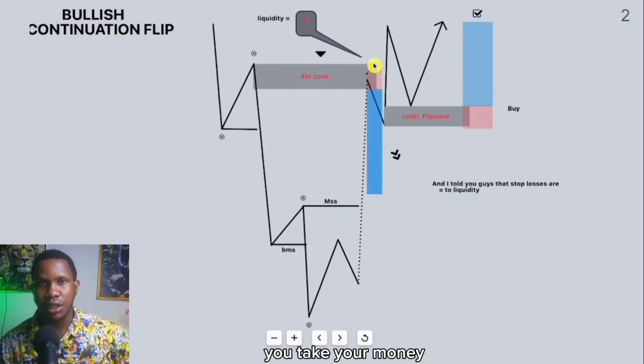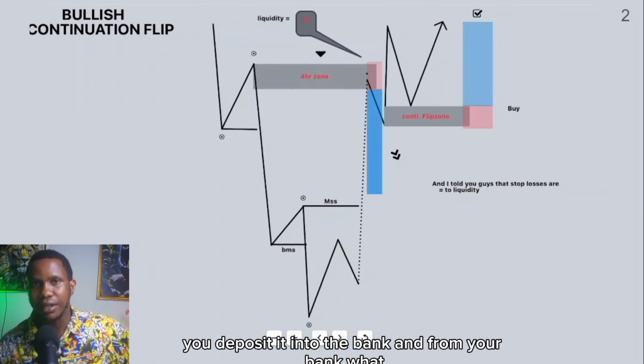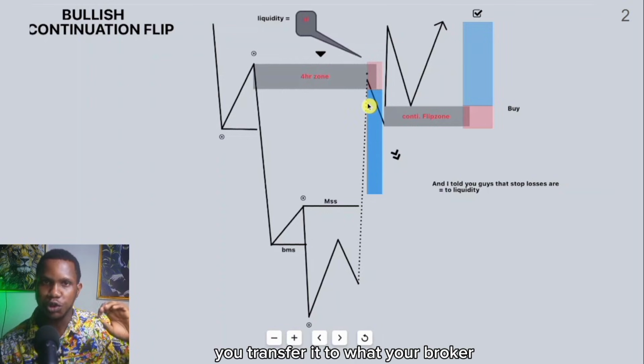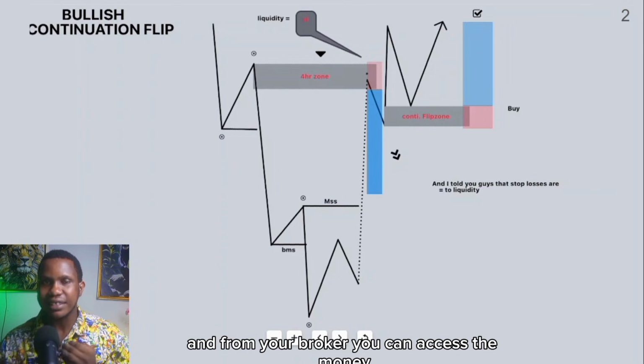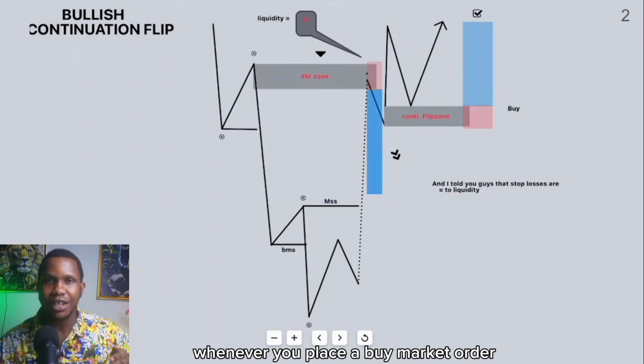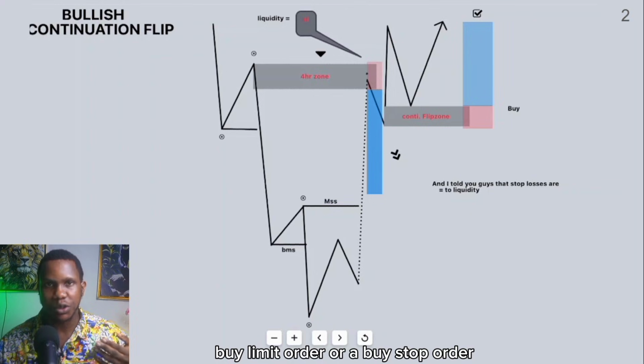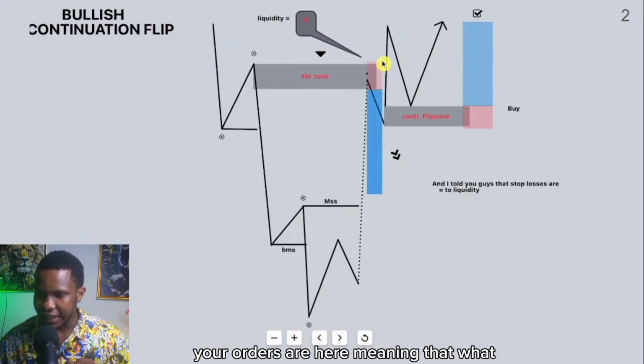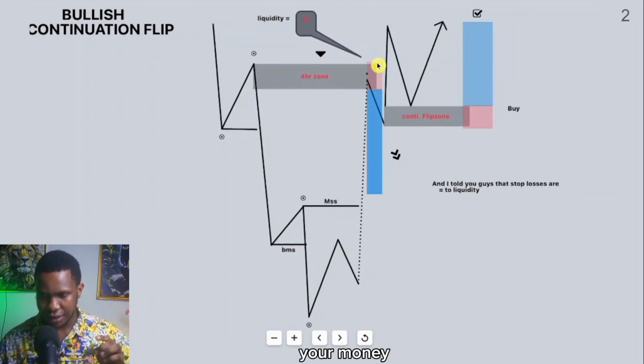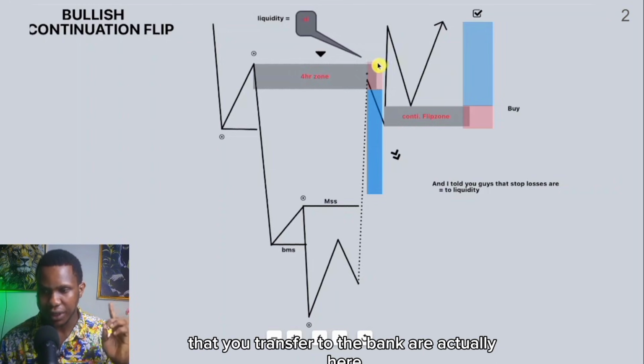You take your money, you deposit it into the bank, and from your bank, you transfer it to your broker. And from your broker, you can access the money whenever you place a buy market order, buy limit order, or a buy stop order. Your orders are here, meaning that the money you transferred to the bank is actually here.